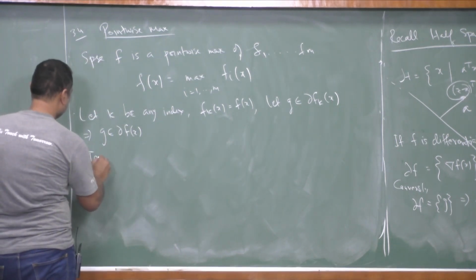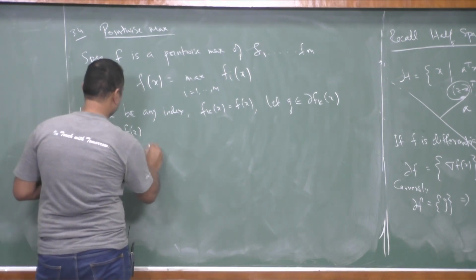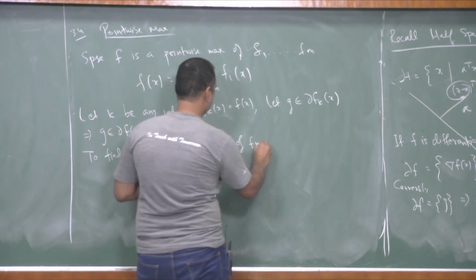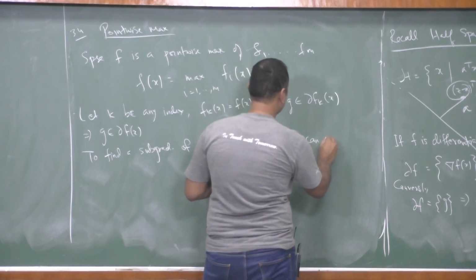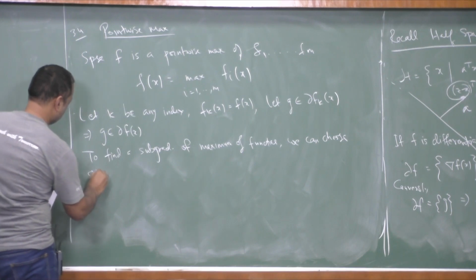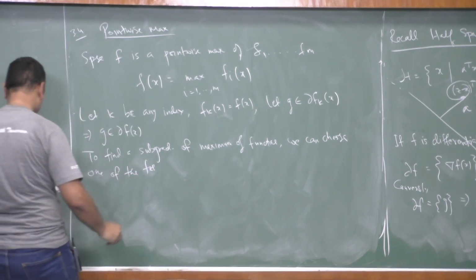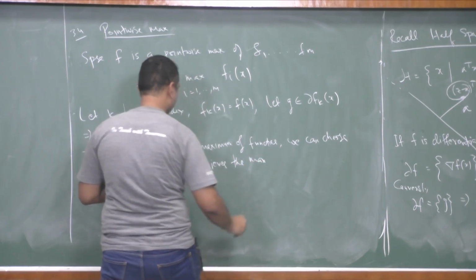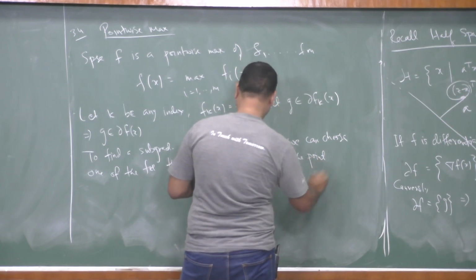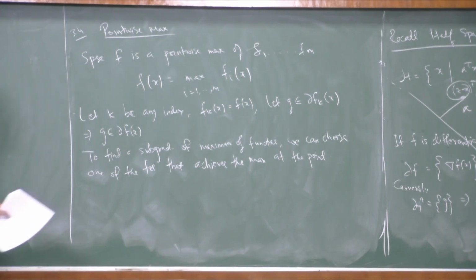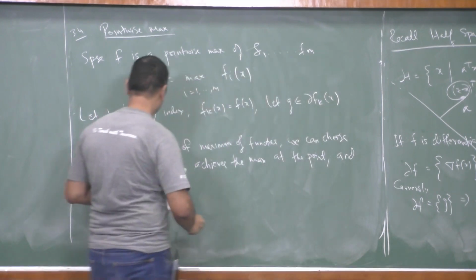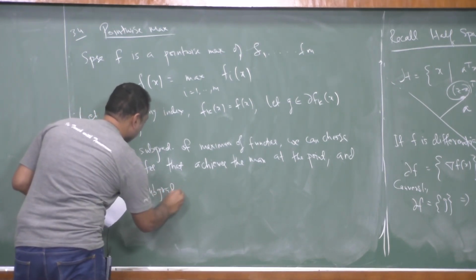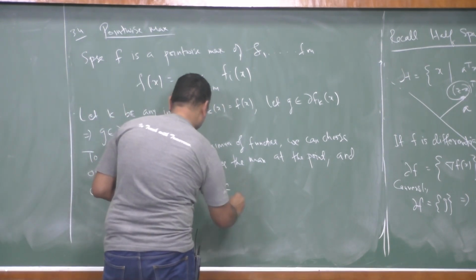So let us first write this down in words. To find a subgradient of a maximum of functions, we can choose one of the functions that achieves the maximum at that point, and choose any subgradient of that function at the point.